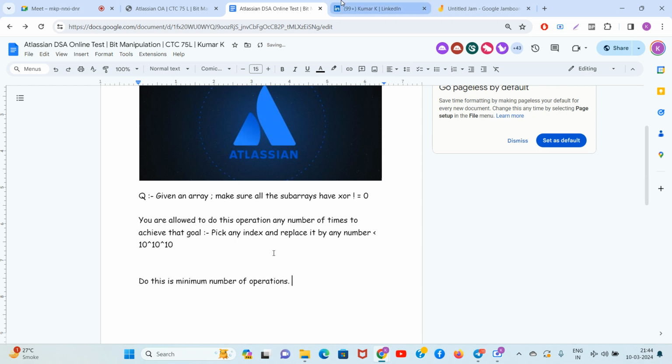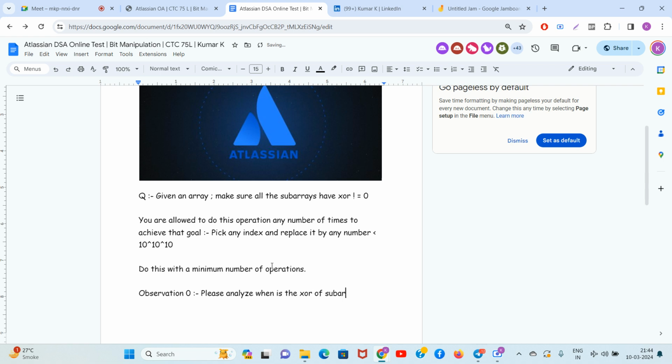So guys, now guys, if we do the basic observations, you will come to know, what is the first observation? What is the first observation? If you're a Kumar ke student, you can easily do it. Please analyze, when is the zor of a subarray of numbers not equal to 0? When does this phenomenon occur?